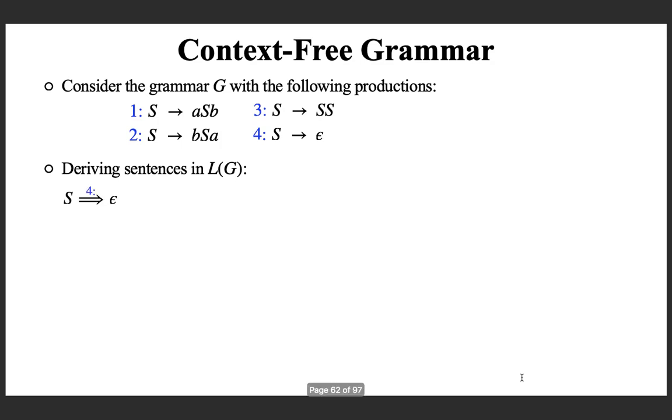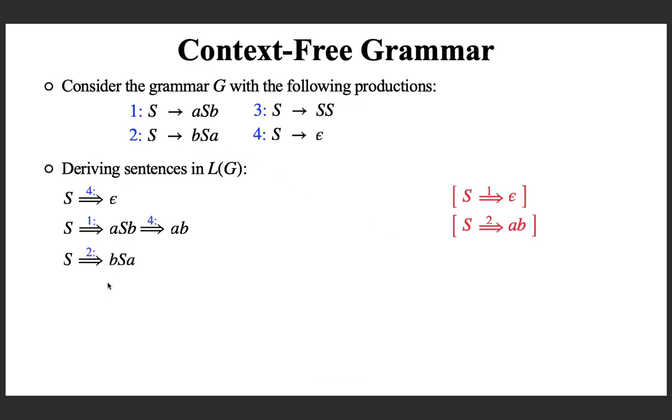You start with S. If I apply production number 4, no doubt in one step the null string is derived. Then I apply production number 1. Yes, this is what I am getting. Then on the capital S, I am applying production number 4. I am deriving AB in 2 steps. Then starting with 2, this is the production I applied. On this S, apply production number 4. I am getting BA.